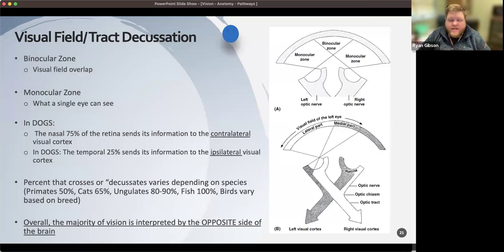All right, this is where it gets really wild. So we have different zones of visual ability to see, okay? You have your binocular zone, which is where your left eye and right eye overlap. And then we have a monocular zone, which just means only one eye can see it. Now, it's super, super easy to find this.